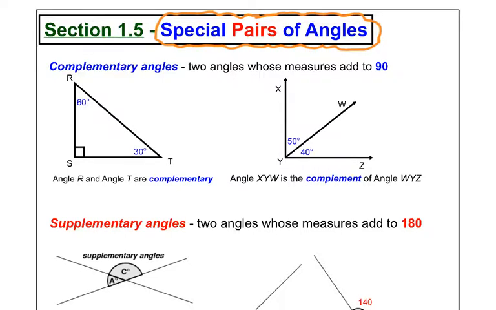If I have two angles that add up to 90 degrees, we call them complementary. Complementary angles are two angles, and only two, that when you add them up, you get 90 degrees. It's possible to have, say, three angles that add up to 90, but we don't call them complementary because they have to be only two. Only two angles. That's why this whole section is called special pairs of angles, not trios of angles.